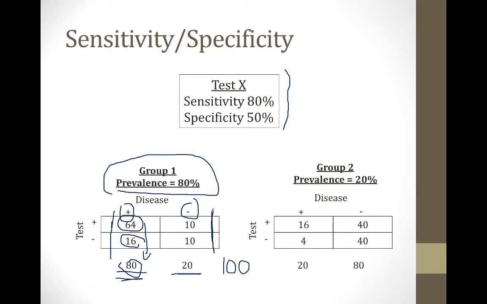So the specificity is 50%. So we put 50% of the patients down here, that's 10, and 50% up here. So now we've completely filled out this 2x2 table. And this represents the distribution of patients in group 1 where the prevalence is 80%.